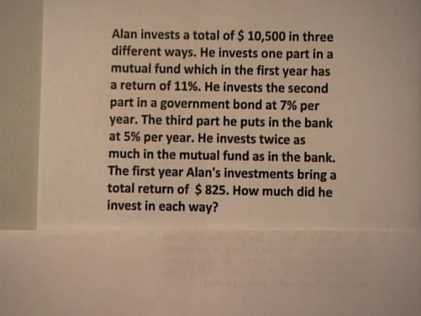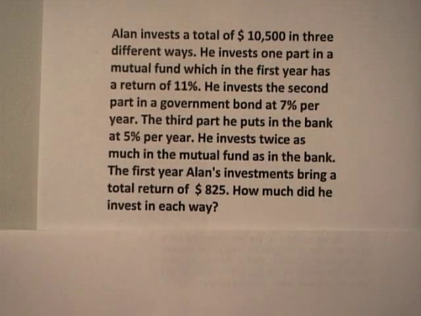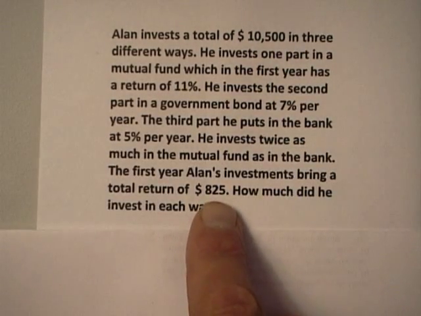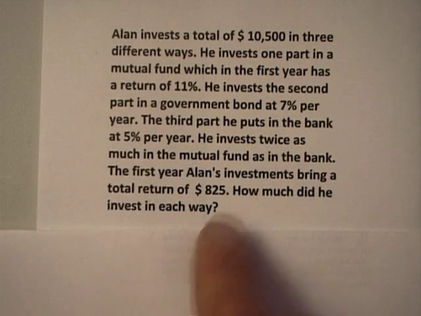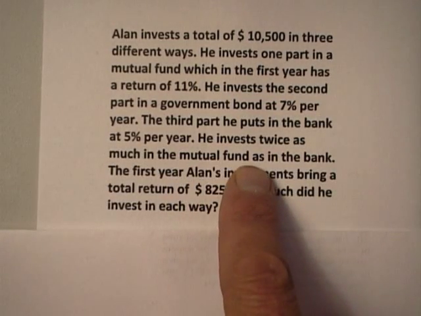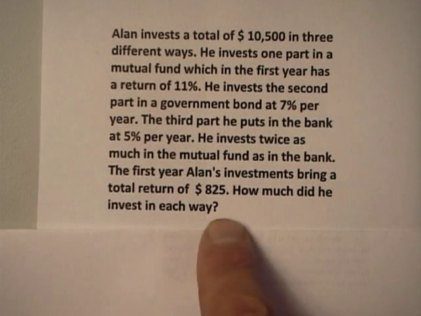Alan's got $10,500 to invest. He's got 3 different ways he's going to invest it: mutual fund, a government bond, and a bank account. They each have their own interest rate. He has a total that he's going to invest, $10,500, as I said. He also knows that his investments, all total, the interest rates given above, are going to generate $825. He also knows that he's going to invest twice as much in mutual funds as in his bank account. So the question is, how much did he invest each way?